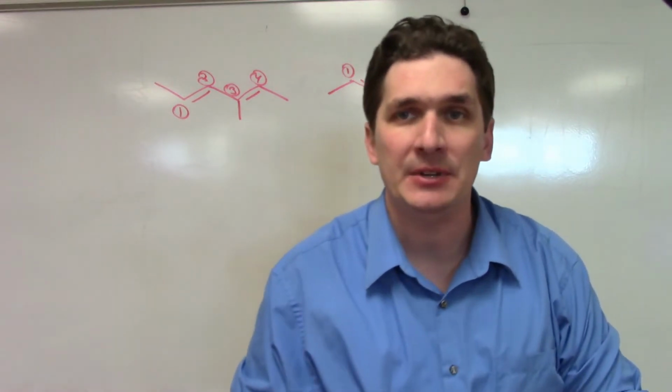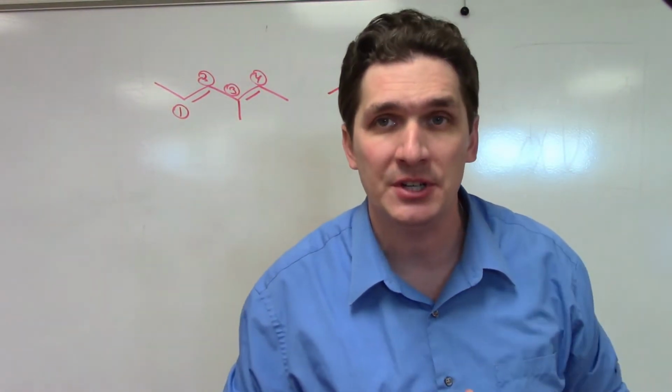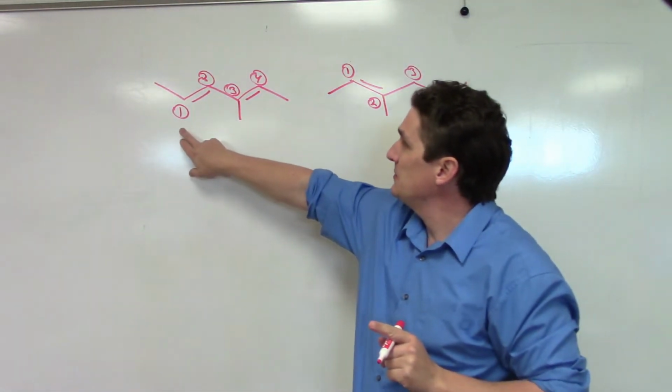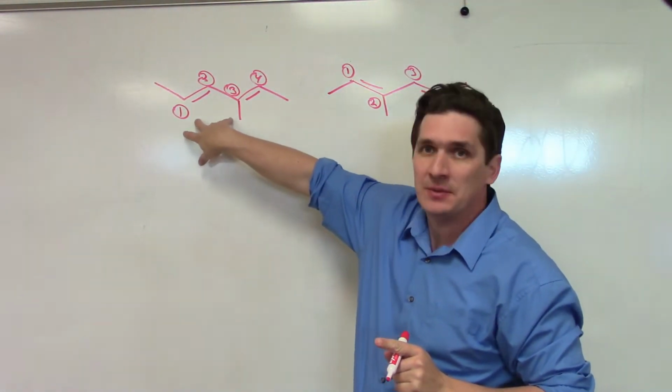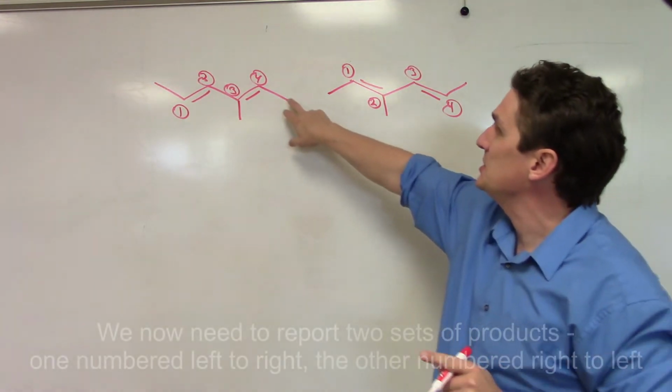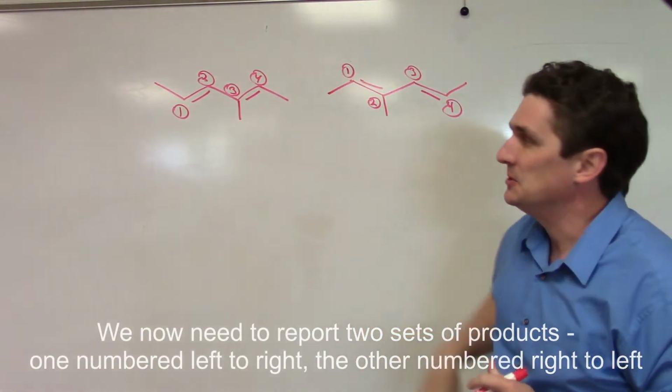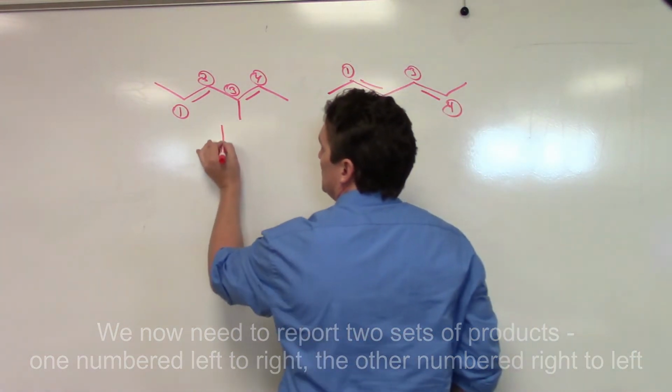So what's going to happen now? Well, we still get 1,2 and 1,4 addition, but we have to consider both possibilities. One where the first carbon is two carbons away from the methyl group, and one where it's adjacent. So basically we reverse this 1, 2, 3, 4. Again, I've just flipped it around. So we still get our 1,2 addition.